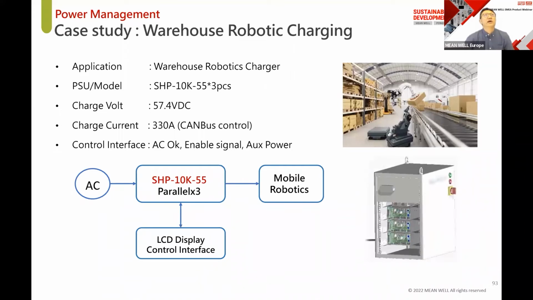Another example, a warehouse robotic one, is also in the United States. They are using 3 SHP 10K55 versions in one charging station. In this case, to provide the system power solution, our colleagues provided the power solution suggestion, and together with the customer, we designed the cabinet for this charging station as an end product.